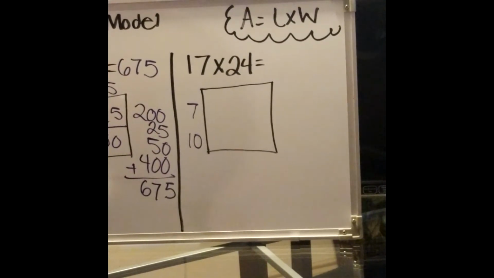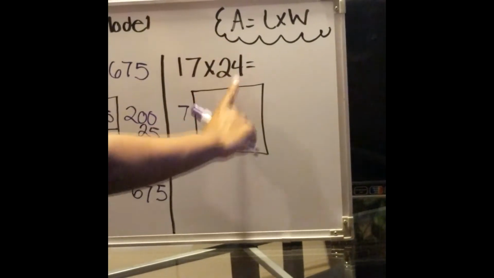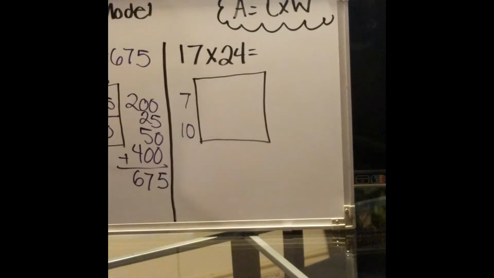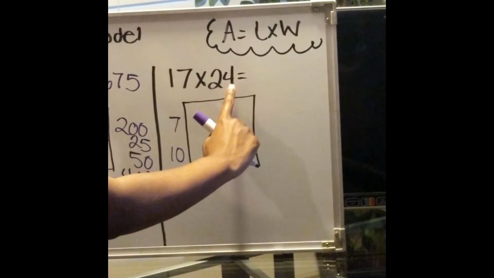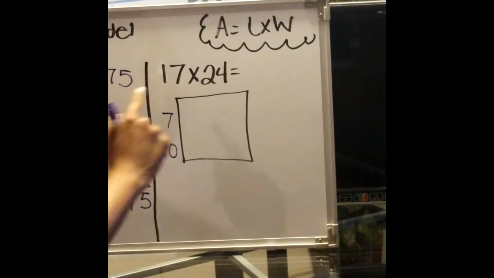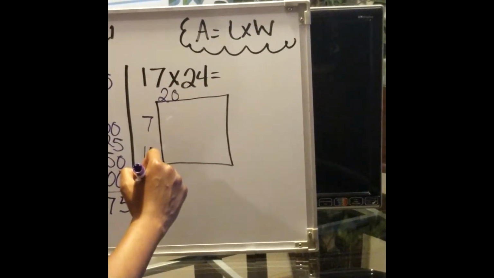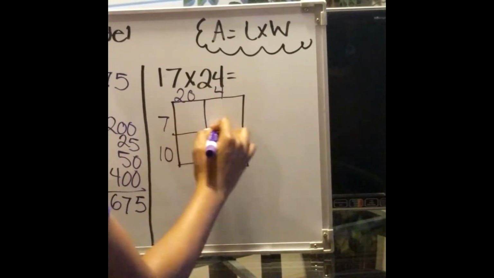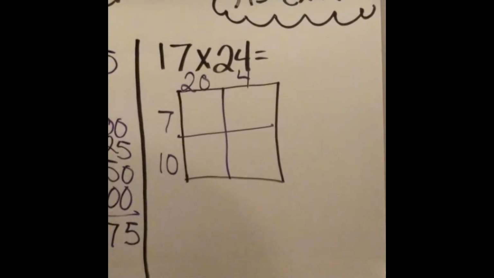What do I need to do next? Exactly. I need to take my 24, which will be my width. I need to decompose it by each value of the digit. I have 2 tens and I have 4 what? I'll wait. Exactly, 4 ones. So I'm going to write 2 tens, which is 20, 4 ones, which is what? Exactly, 4. I'm going to draw my lines, vertical and horizontal. Now it is time for me to go ahead and find my 4 partial products.